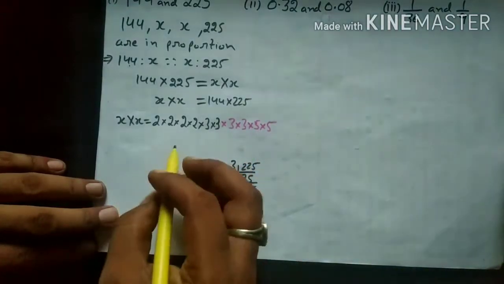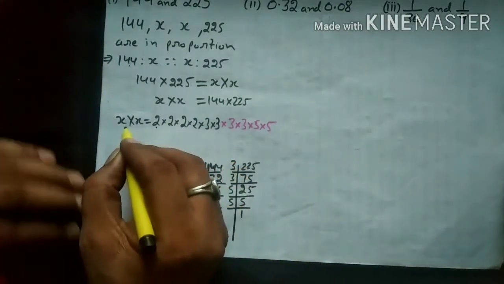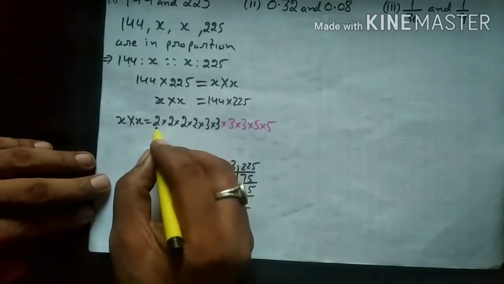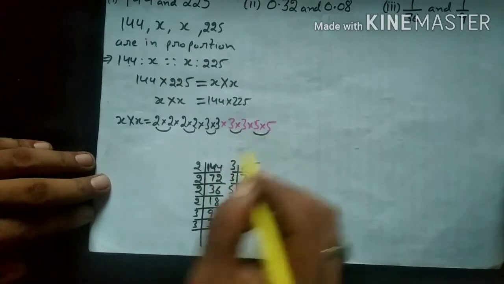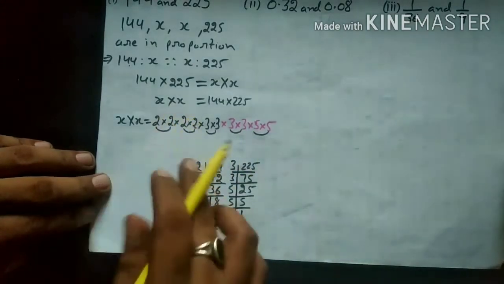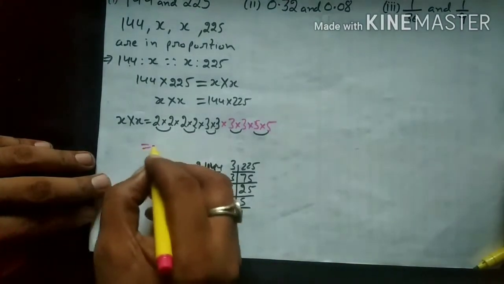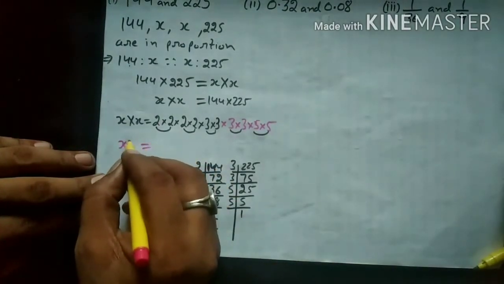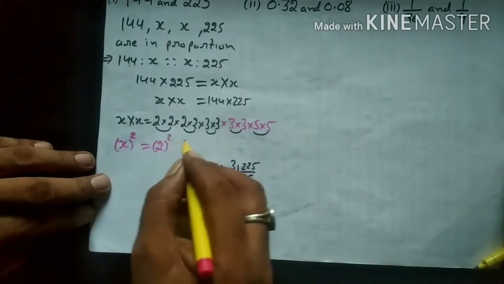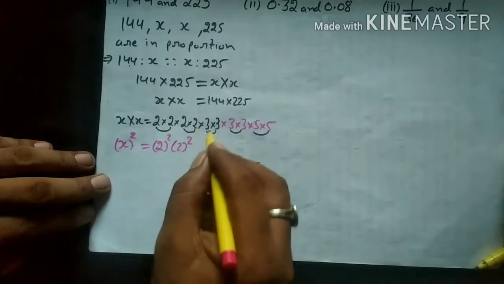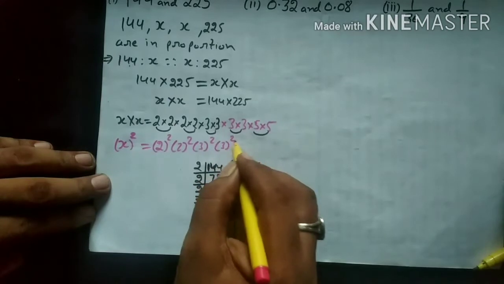Now we will see that on the left-hand side we have x times x, a pair, so on the right-hand side we will check for pairs. Now how many pairs are there? 1, 2, 3, 4, 5. The first pair is of x. Here there is a pair of 2, a pair of 2, a pair of 3, a pair of 3, and a pair of 5.